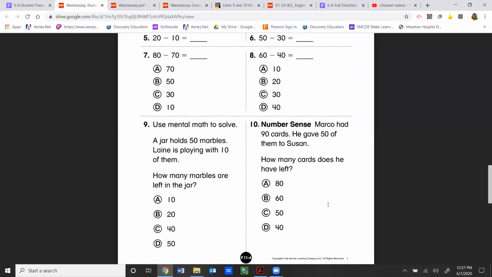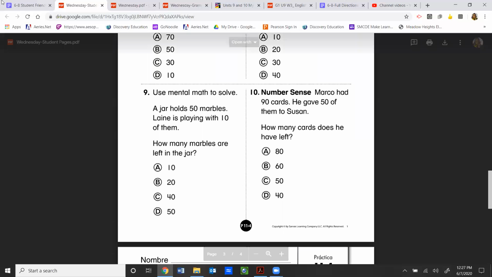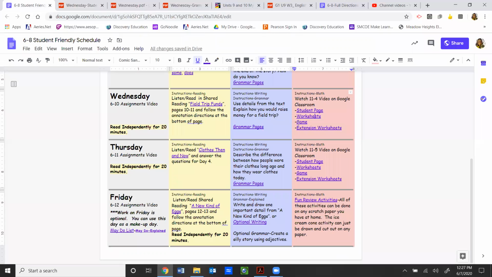Okay, number 9 says use mental math to solve. A jar holds 50 marbles. Lane is playing with 10 of them. How many marbles are left in the jar? Number 10, number sense. Rocco had 90 cards. He gave 50 of them to Susan. How many cards does he have left? Okay, let's look at the game.